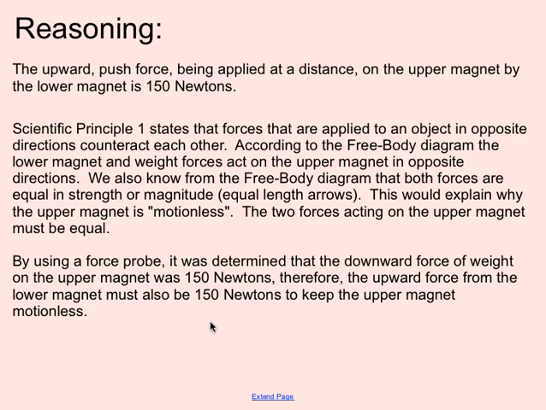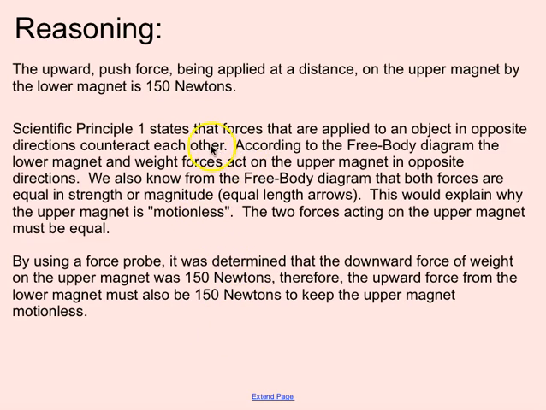This would explain why the upper magnet is motionless. The two forces acting on the upper magnet must be equal, which would make sense because it states that forces that are applied to an object in opposite directions counteract each other. Now, if they counteract each other, that doesn't necessarily mean it's motionless. It just means they're going against each other. But later on, it said it was motionless. And you see that right here.